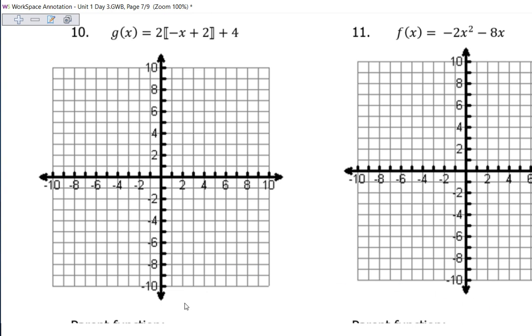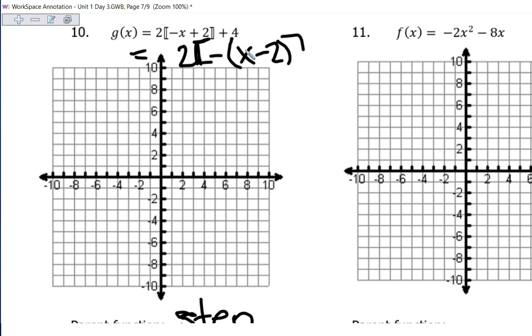What's the parent function here? Step function. So again, on your assignment, if you just see a single square bracket, it still means the step function. So again, if you have a negative in front of the x, go ahead and factor that out. And when I factor out that negative, what would go in the parentheses? X minus 2. And then we'll have the plus 4.